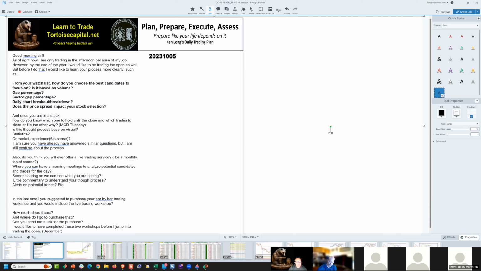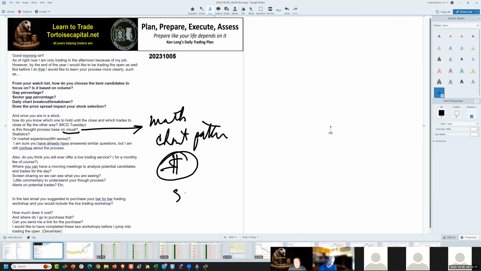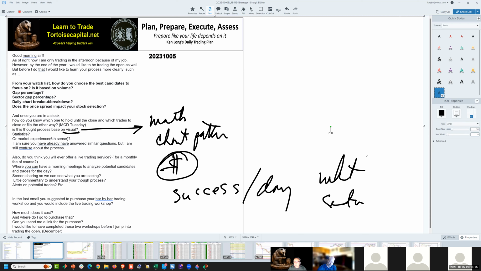Is the thought process based on visual? It's based on math, chart pattern, money management, success for the day, market and sector conditions on a swing basis.